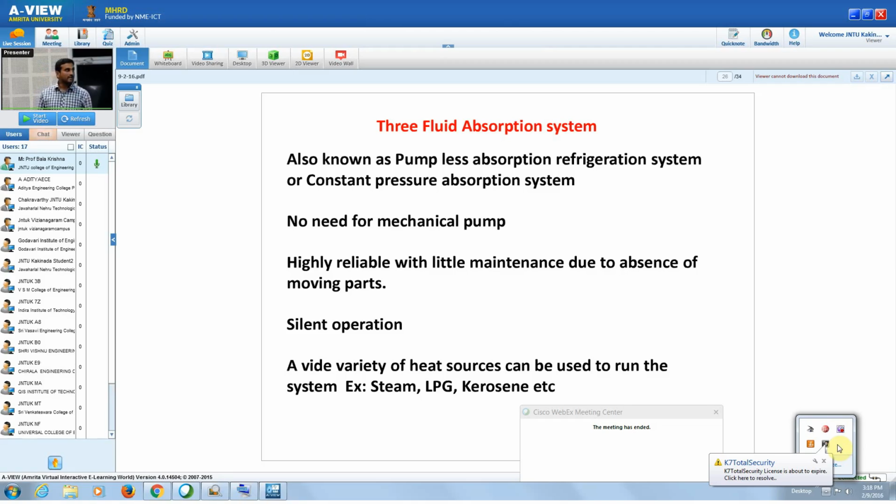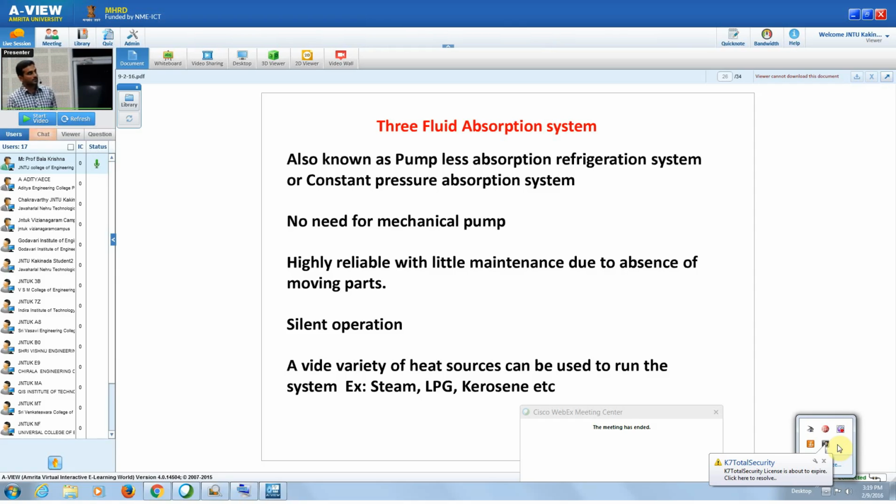And a wide variety of heat sources can be used to run the system. You can use any type of heat. You can use waste steam coming out of a power plant or a process plant, or you can use LPG, kerosene or solar. Any kind of heat can be used as an input.